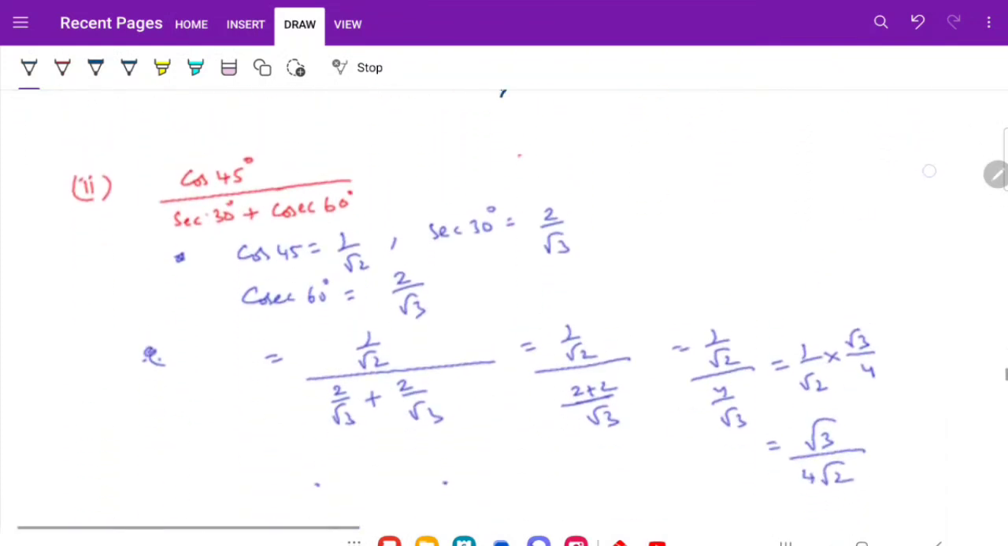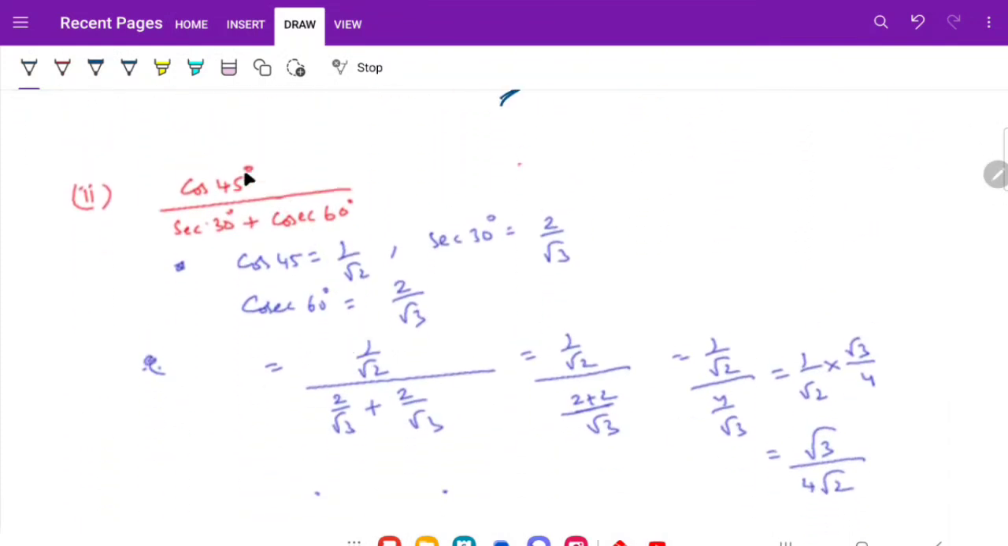Second bit of the first question: cos 45 divided by sec 30 plus cosec 60. Cos 45, what is the value? 1 by root 2. Sec 30 how much? 2 by root 3. Cosec 60 how much? 2 by root 3. All these values are coming from the trigonometric table, right? So now cos 45, 1 by root 2, divided by sec 30 plus cosec 60, that is 2 by root 3 plus 2 by root 3. That is equal to 1 by root 2 divided by, because here in the LCM denominator both are having root 3.